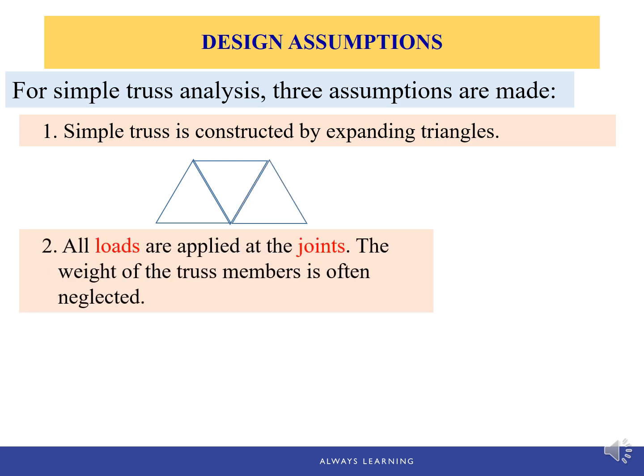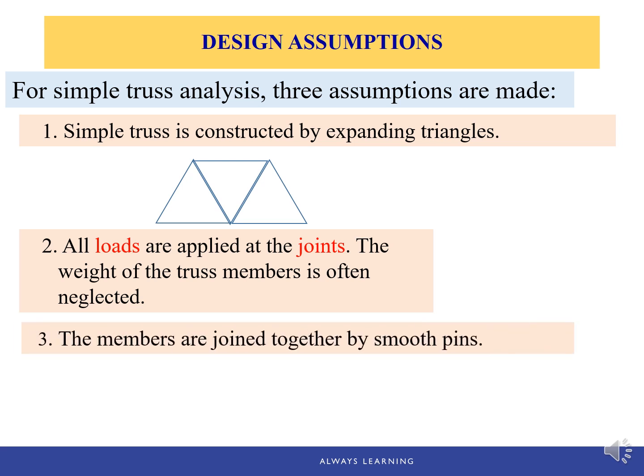Second, all loads are applied at the joints. So you will not see loads applied on the members. The loads will only be applied to joints. And the weight of the truss members is often neglected. Third, the members are joined together by smooth pins. Between the members, there will be a smooth pin connection.